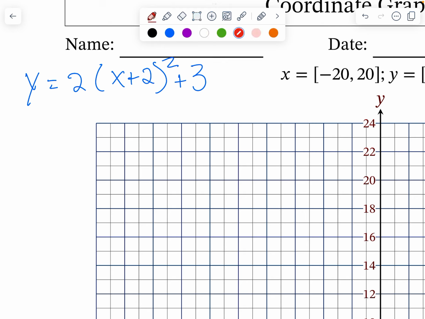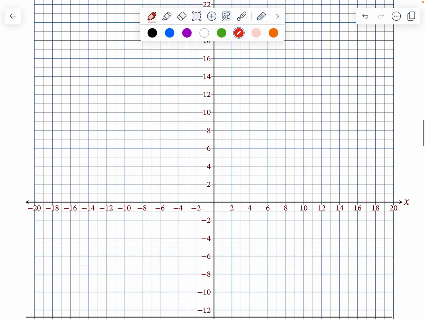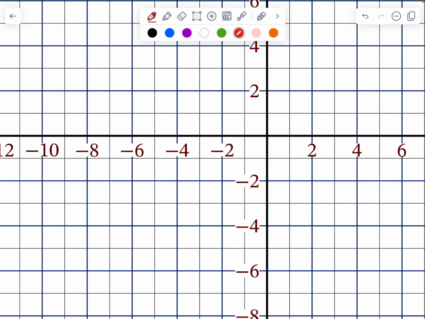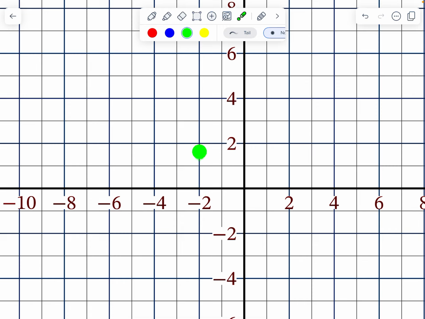So my vertex, the opposite of plus 2 is negative 2. This, we don't do the opposite. So that stays 3. So our vertex is at negative 2, 3. So let's find it. Negative 2, and then negative 2, and then up 3.